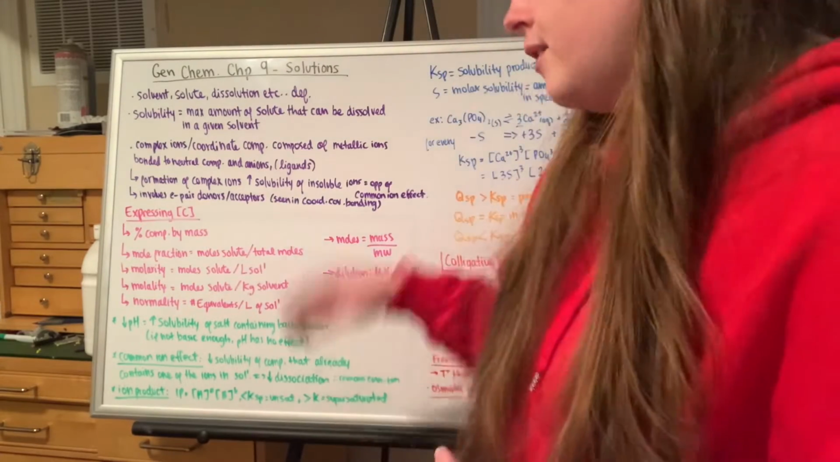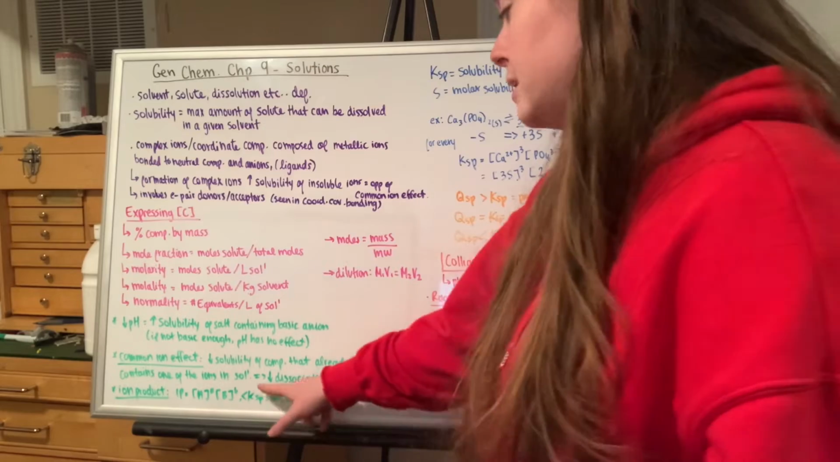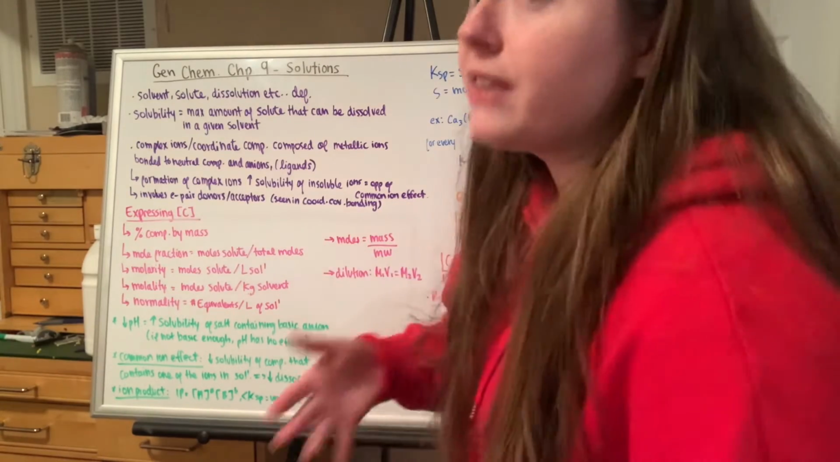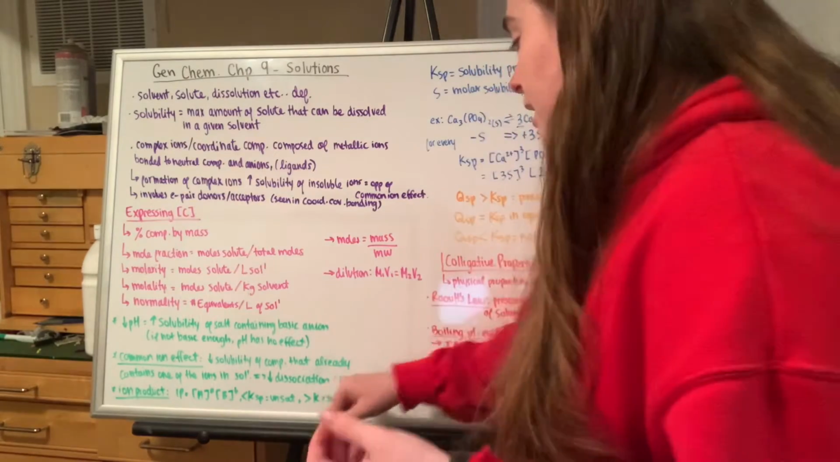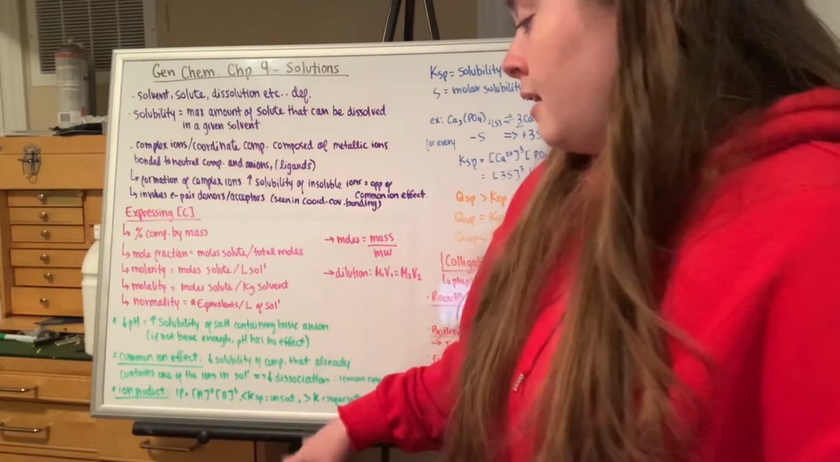So that's the common ion effect. That's saying that you will decrease the solubility of that compound, and therefore you will decrease dissociation of your solute. A way to fix that is to remove the common ion. So that's just an important concept.